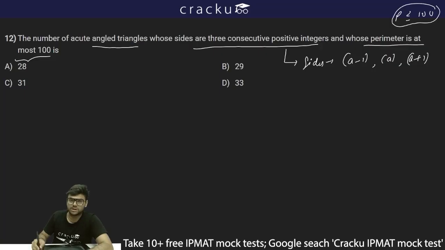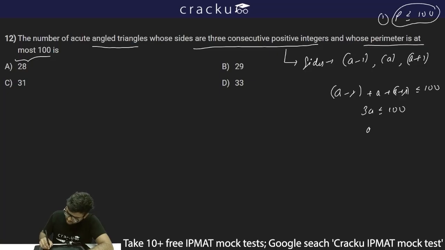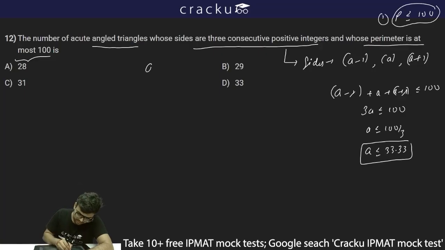Now first of all, the perimeter should be less than or equal to 100. This is the first condition. So we can write a minus 1 plus a plus 1 should be less than or equal to 100. The 1 and 1 get cancelled. So this can be written as 3a less than or equal to 100, or a less than or equal to 100 by 3, or a less than or equal to 33.33. Now I need only integer values of a. A should be an integer.